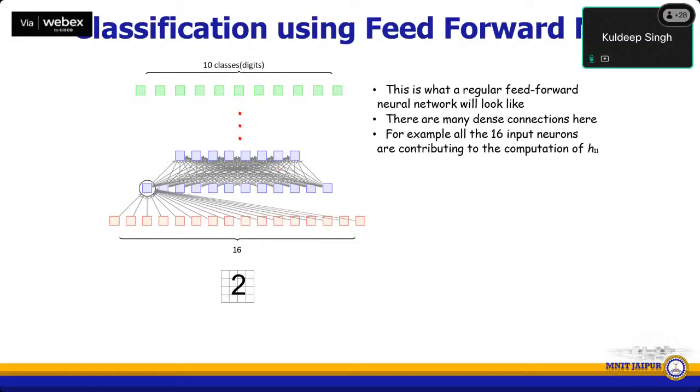So for example, all these 16 input neurons are contributing to the computation of H11 here. Similarly, all these 16 input neurons will help in the computation of H12 here, and so on. So we have dense connections for each neuron.